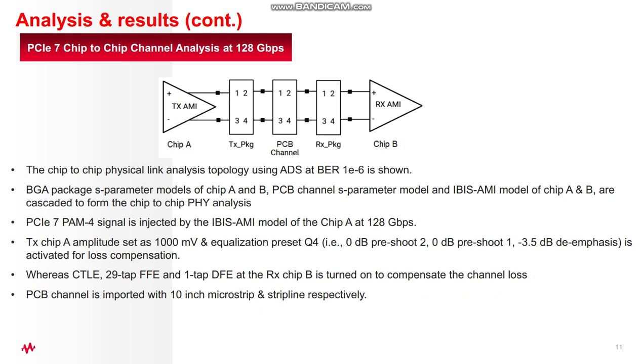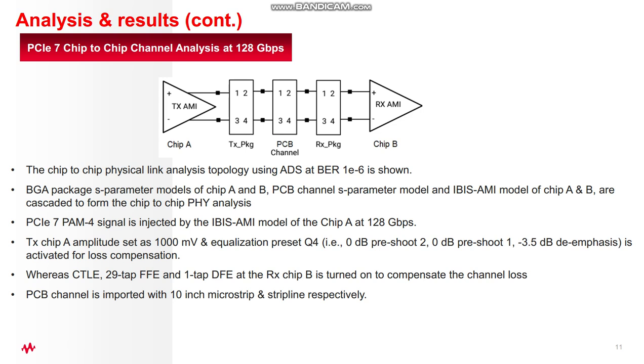Next, PCIe 7 chip-to-chip channels analysis at 128 gigabit per second. The chip-to-chip full path analysis topology using ADS at BER 1 to the power of E minus 6 is shown above. BGA package S parameter models of chip A and chip B, PCB channel S parameter model, and IBIS AMI model of chip A and chip B are cascaded to form the chip-to-chip full path analysis. PCIe 7 PAM4 signal is injected by the IBIS AMI model of chip A at 128 gigabit per second.